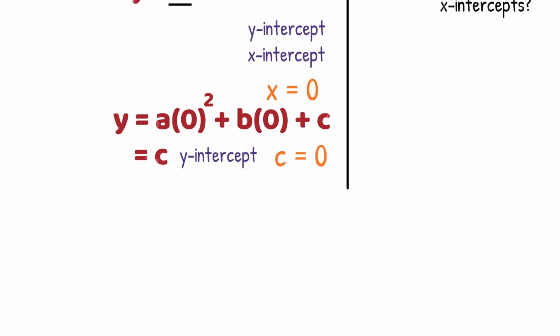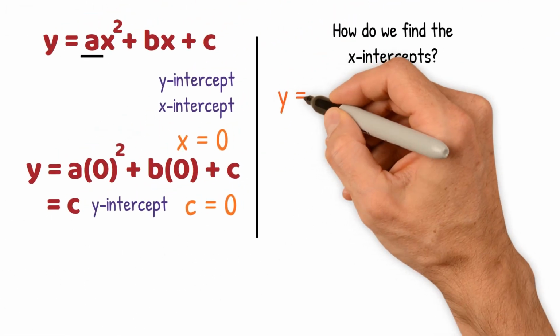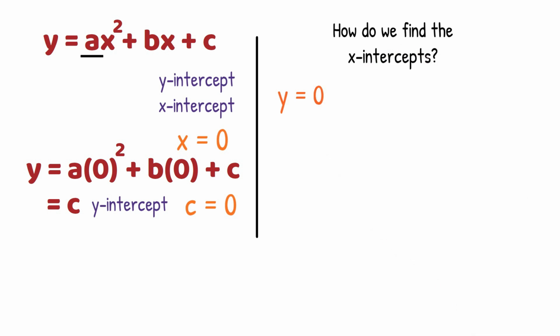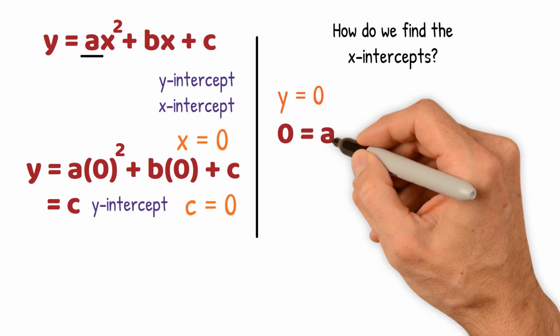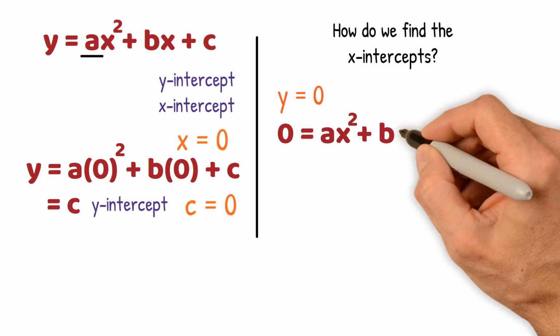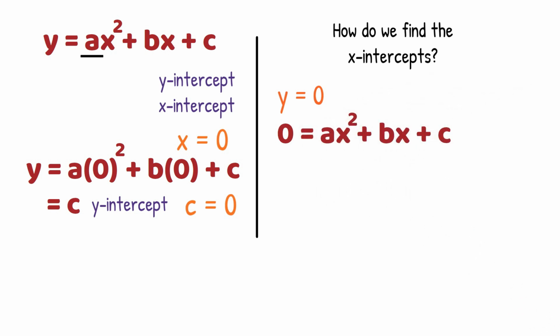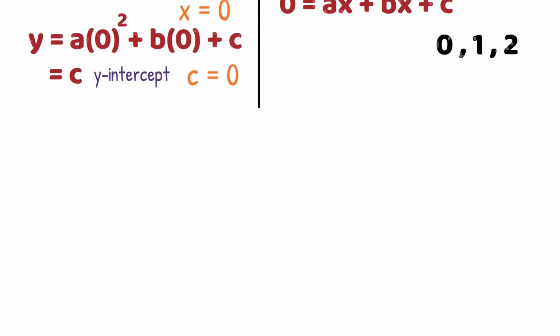Well, we reason as follows. When the parabola cuts through the x-axis, the y-coordinate at that point is 0, so y equals 0. Therefore, we have an equation 0 equals ax squared plus bx plus c. To find what the x-intercepts are, we solve this quadratic equation. Recall that a quadratic equation may have 0, 1, or 2 solutions to it, depending on the sign of the discriminant, b squared minus 4ac. So we can determine the x-intercepts by solving this quadratic equation.